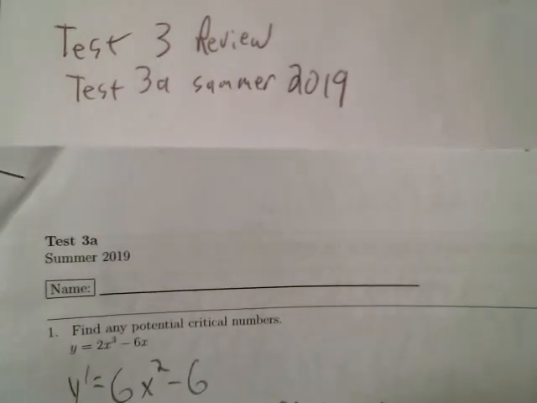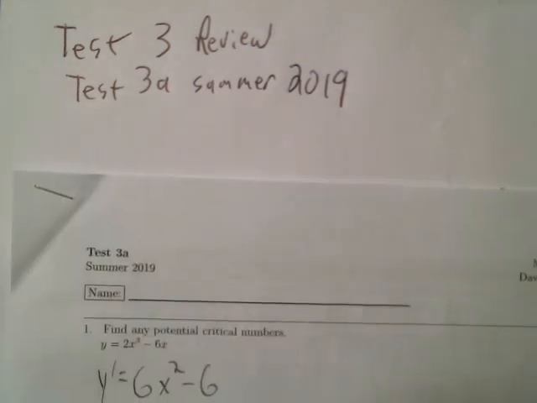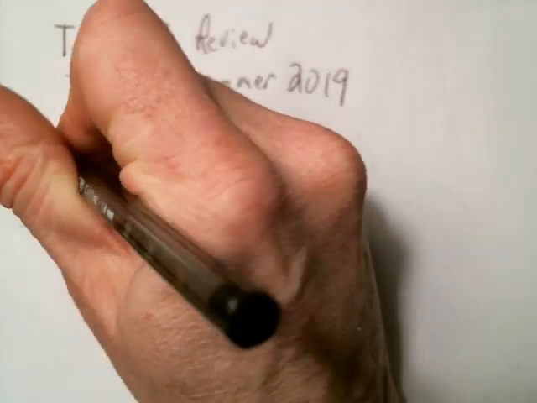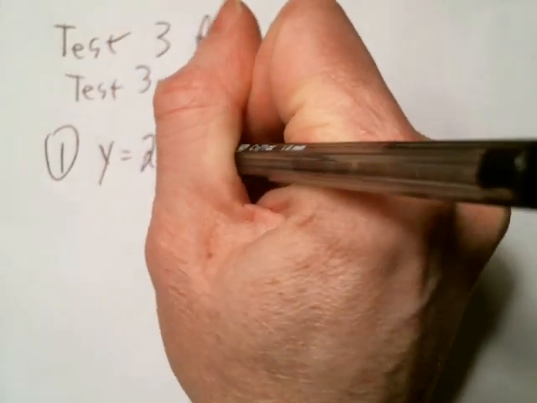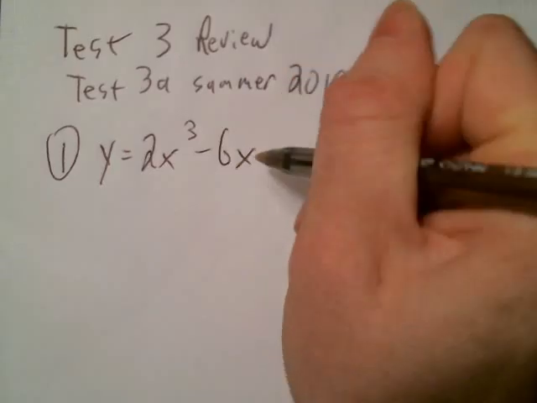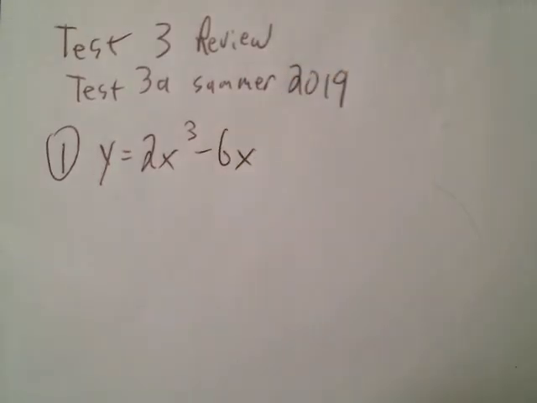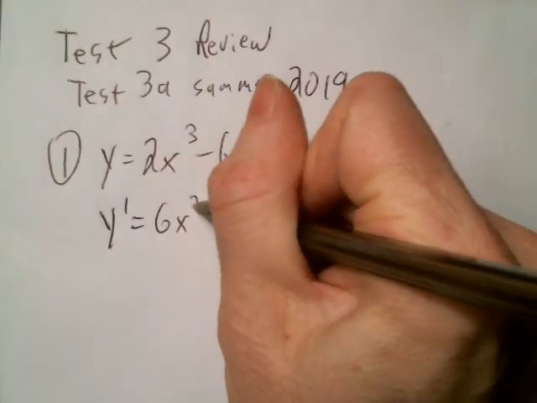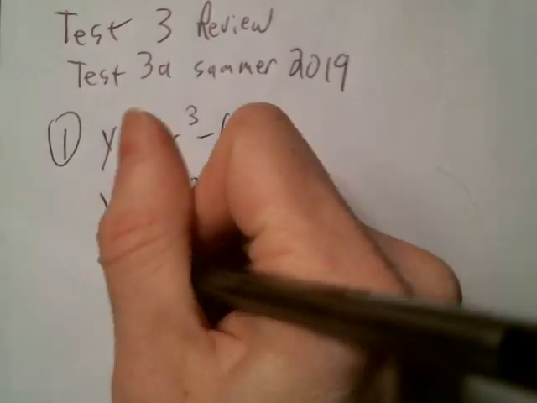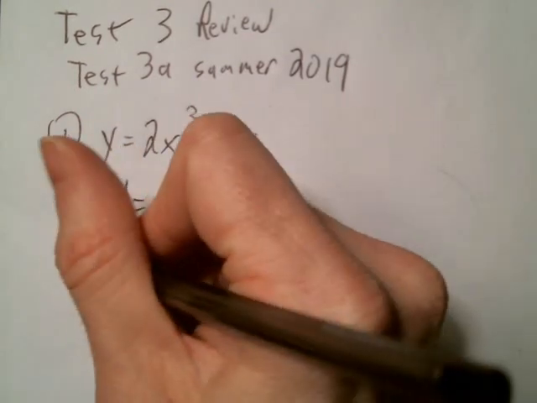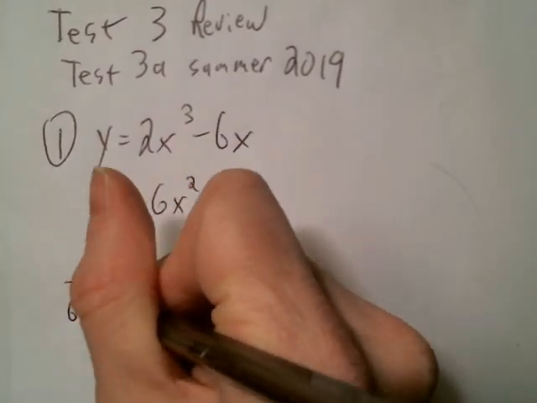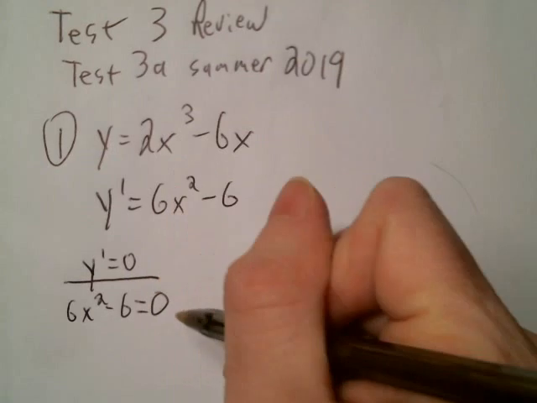Find any potential critical numbers. So the deal for these is that to get the critical numbers, you have to find the derivative. So we're given a function y equals 2x cubed minus 6x. We want to find the derivative, set it equal to 0, and that sort of thing. So y prime is 6x squared minus 6. And then the critical numbers will happen where y prime is equal to 0. So we take 6x squared minus 6, set it equal to 0, and solve.